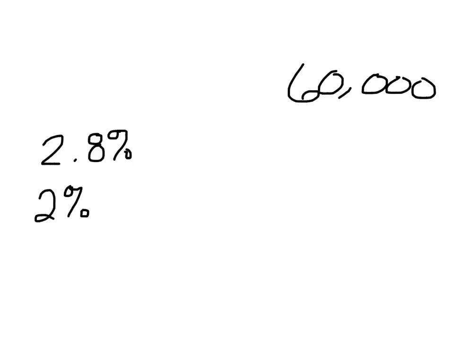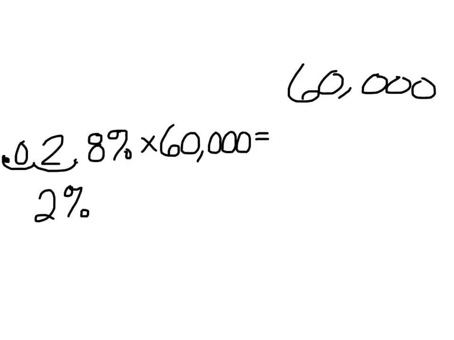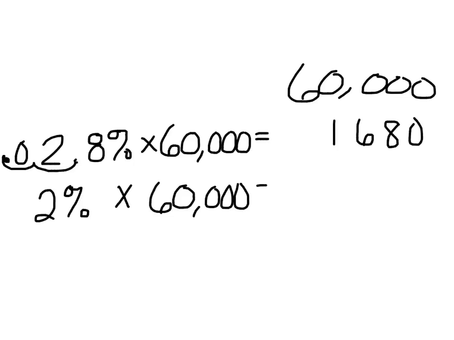Now, what I need to do is take 2.8% times the 60,000. So when you move that over, and a couple of you were asking me this the other day, remember it's 2 spaces. So you're multiplying 60,000 times 0.028. How much money are we talking about? 1,680. Okay. Then we go ahead and take 2% times 60,000. The 2% is for the merit.